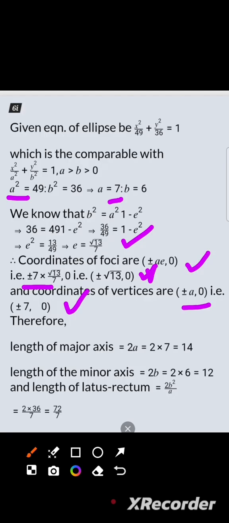Therefore, the length of the major axis is 2a, that means 2 into 7 coming to 14. Length of the minor axis is 2b, where b is equal to 6. So double the b, that is equal to 12. And the length of the latus rectum is 2b square by a, that is 2 into 36 by 7, that is 72 by 7.